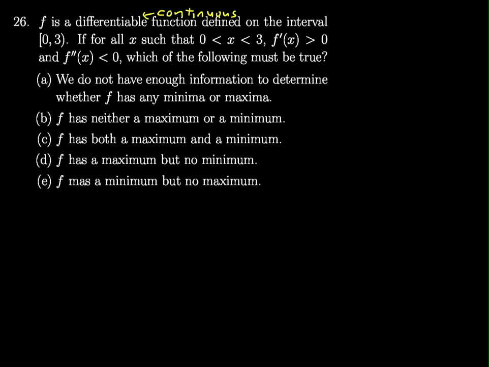Second thing, f prime of x is greater than 0. This right here, greater than 0, means that it must always be increasing. It might be increasing slowly, but it's always increasing.